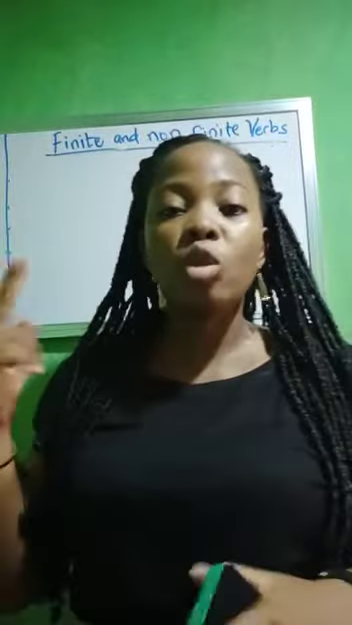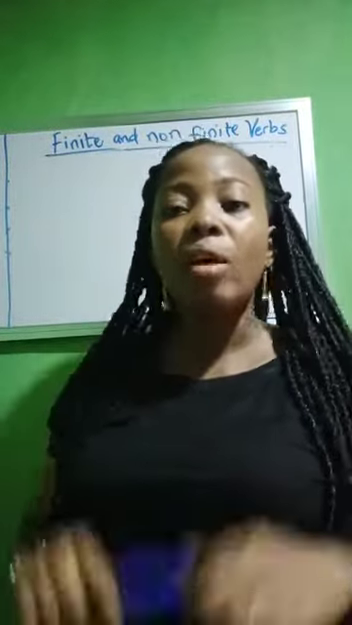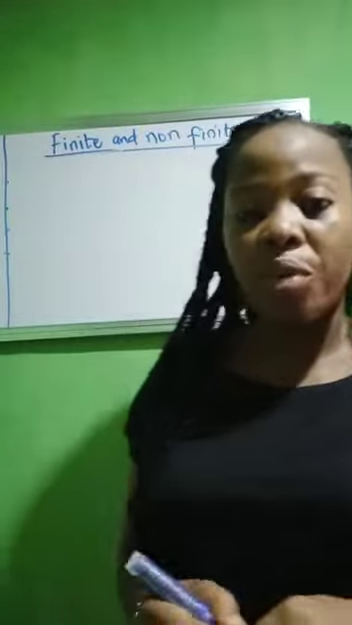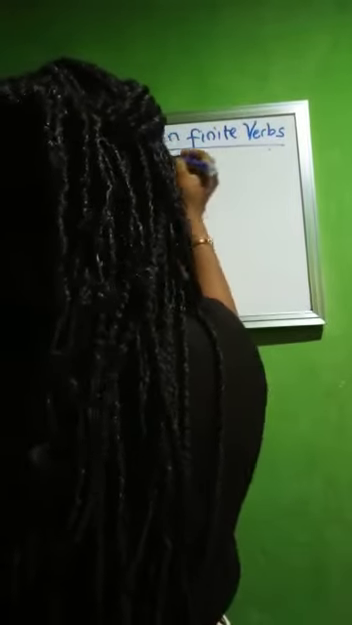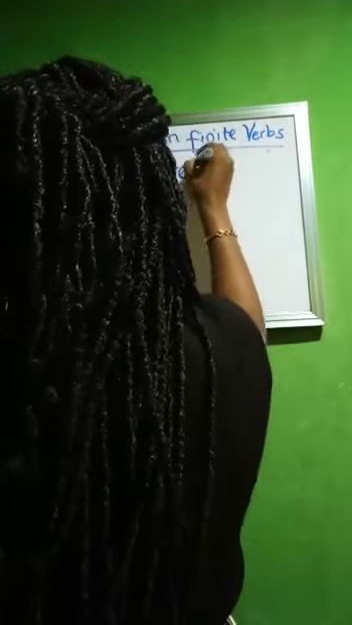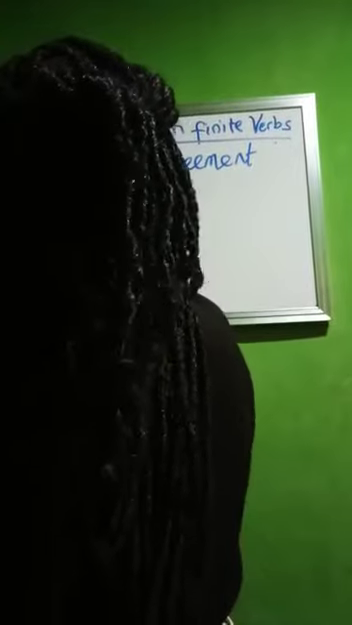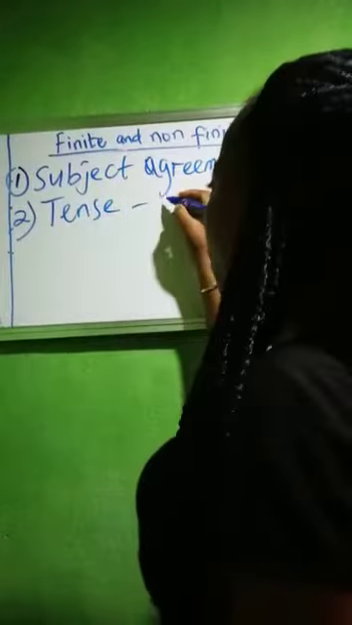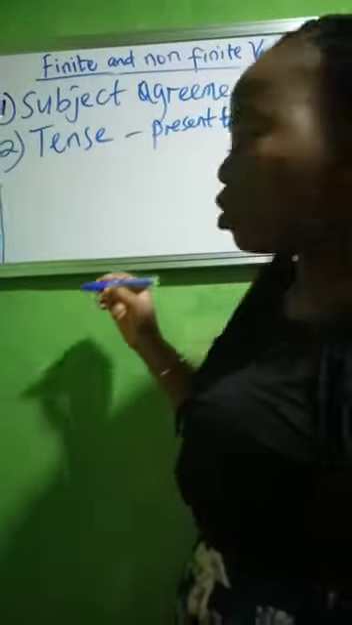So let me quickly put the 2 points that you need to keep in mind for a proper understanding of the finite verb. The 2 points are: number one, there must be subject verb agreement. So I'll just put subject agreement because the topic is already a verb. And secondly, there should be tense, change in tense from present tense to past tense. So let's look at the examples to be sure that what we're saying is true.